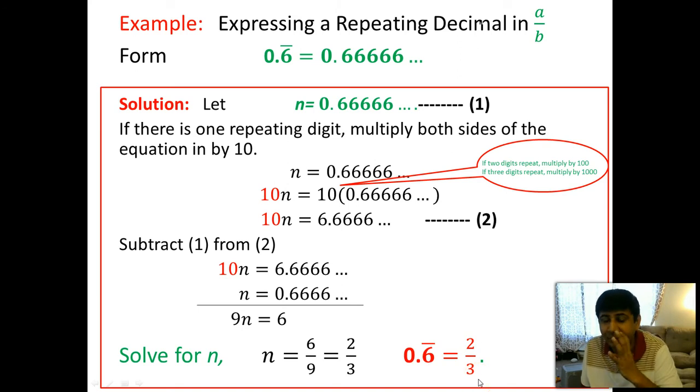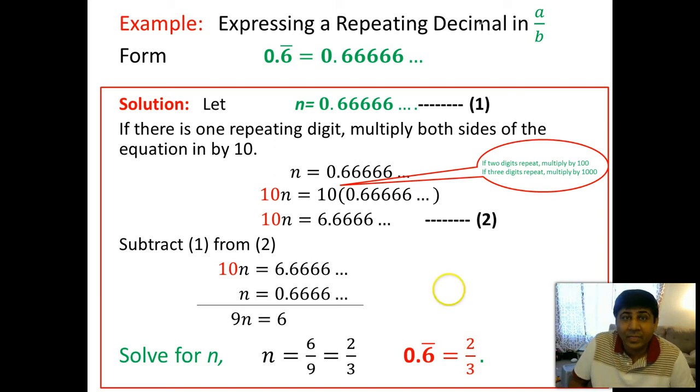As I said earlier, it is a little tricky. Take a moment and make sure you understand each step here. First call the number something, then multiply by the power of 10 matching the number of digits repeating, then subtract and divide, and you will get this answer.